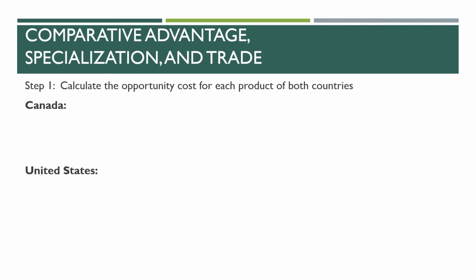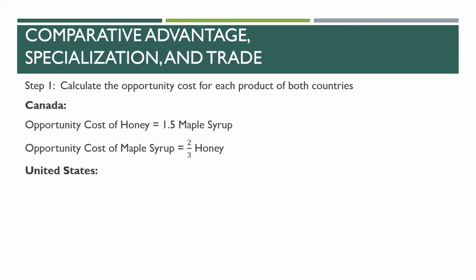There are some easy steps that we follow in this trade scenario. Step one, it's always the case, we want to start with calculating the opportunity cost for producing the two products in both countries. In this case, I already did the math for you. So in Canada, if the country wants to produce one more unit of honey, they have to give up 1.5 units of maple syrup. And if they want to produce 1 unit of additional maple syrup, they have to give up 2/3 honey in the country.